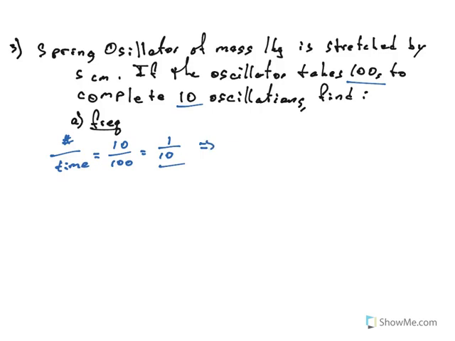That means the period of oscillation is 10 seconds, and the frequency is 1 over 10 seconds.